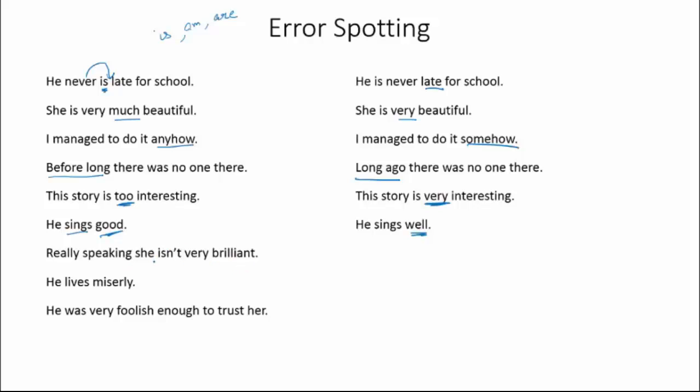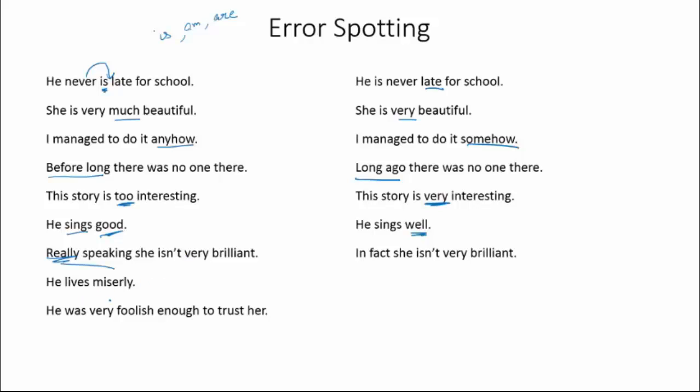Really speaking, she isn't very brilliant. Now over here, really speaking should not be used because really speaking is not the correct form of verb how it should be used. What we can use is, in fact, she isn't very brilliant because you're telling a fact. Really should be used in the middle of the sentence where we're telling about some verb.